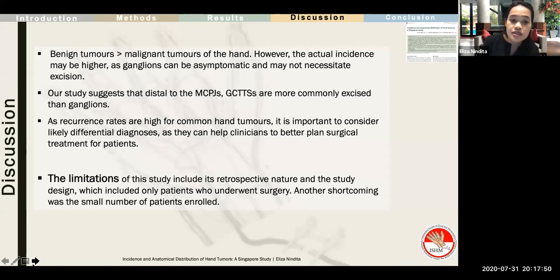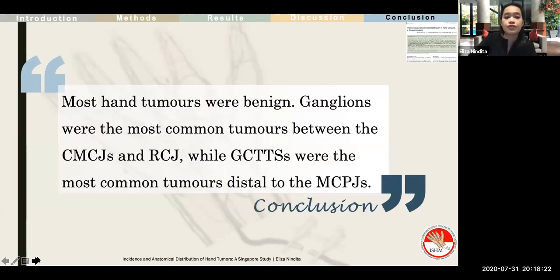So the limitations of this study include that it's a retrospective study, including only patients who underwent surgery. Its shortcoming was the small number of patients enrolled, possibly because they don't have any complaints, so they don't come to the doctor to get a diagnosis. So we don't actually know how many patients there are; possibly more than in the journal itself.